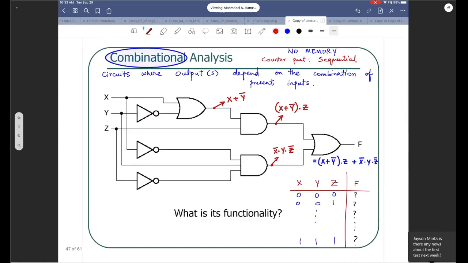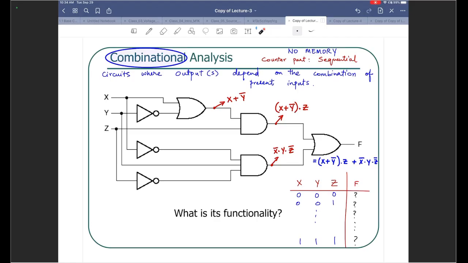Let's continue with where we left off. The last thing that we talked about in the previous lecture was looking at this circuit and answering the question, what is its functionality? This is a logic diagram in which you have AND gates, OR gates, and NOT gates as well. So it's based on basic gates.